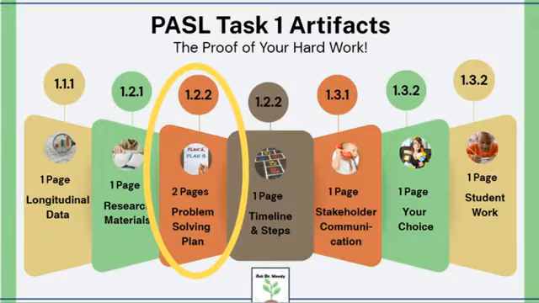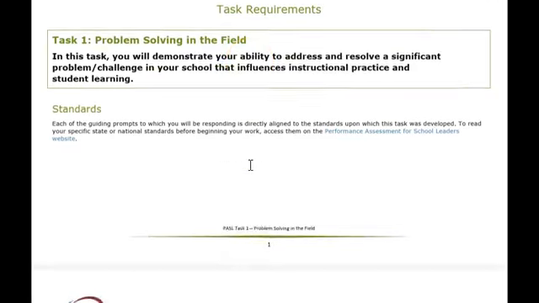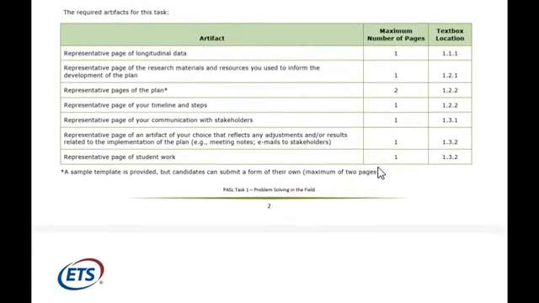It was nice. But I actually am really glad somebody asked this question because let me show you something. If you go to your PASL Task 1, Problem Solving in the Field, and you scroll down to page 2, you will see that this is the list of artifacts. It's just like the one from my slide. But right here, it says representative pages of the plan. It has a little asterisk, and it says a sample template is provided, but candidates can submit a form of their own, maximum of 2 pages.